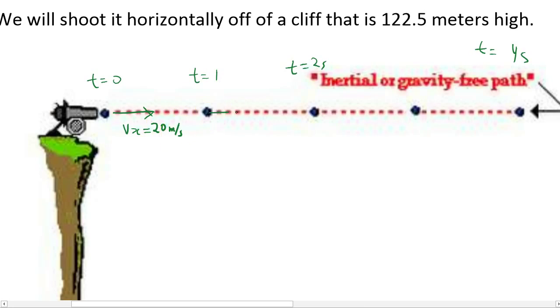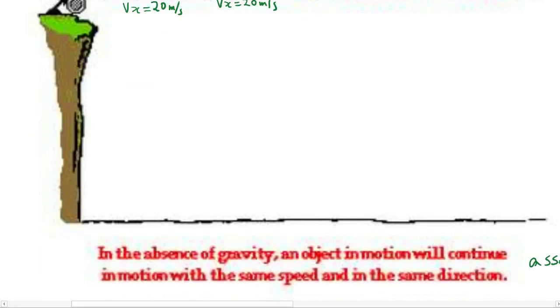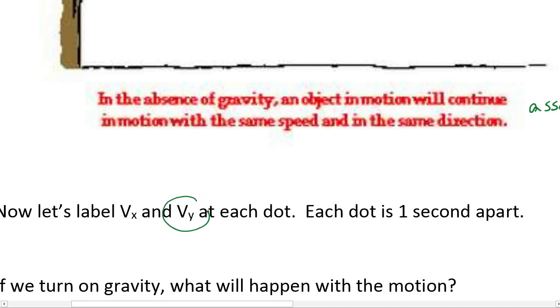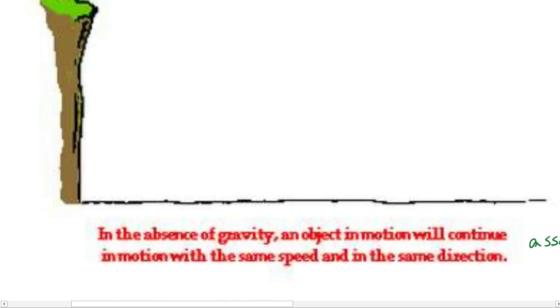Over here, it's still going exactly Vx equals 20 meters per second. Over here, Vx equals 20 meters per second, and so on. I'm just going to do the same distance here instead of writing it out. How about in the y direction? Vy is equal to 0. It's not moving vertically at all. So even though it says label Vx and Vy, it's 0 at this point, so we can't really label it here.